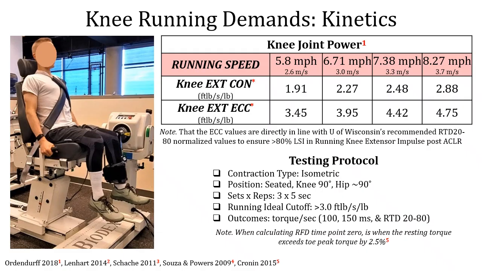You were talking about the time force curve. Once that time force curve exceeds 2.5% of the resting torque or resting load, that would be your time point. That data point would be your time point zero. Without going too far into detail, the sampling rate of whatever machine you're utilizing should be high. It should be at least 100 hertz. That is 100 samples per second.